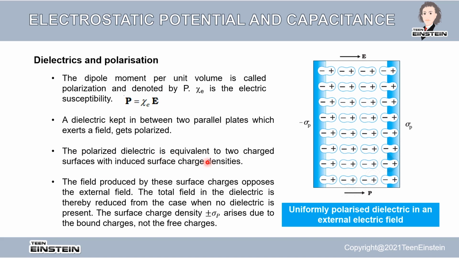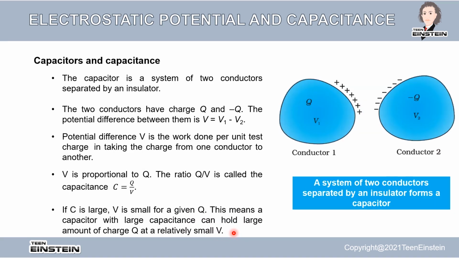The polarized dielectric is equivalent to two charged surfaces with induced surface charge density. So these are called induced surface charges. The field produced by these surface charges opposes the external field. Why will there be a field? Because this is a sheet of positive charge, this is a sheet of negative charge, so there will be an internal field going from right to left. The total field in the dielectric is thereby reduced from the case when no dielectric is present. The surface charge density plus or minus sigma p arises due to the bound charges, not the free charges, because the charges in the dielectric are not free to move. So these are called the bound charges.